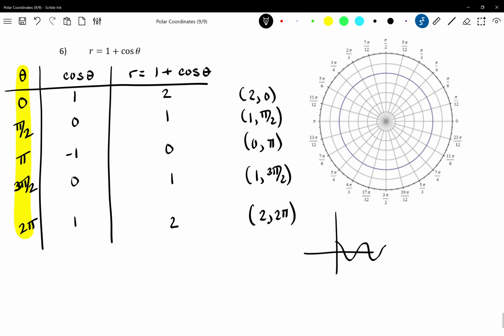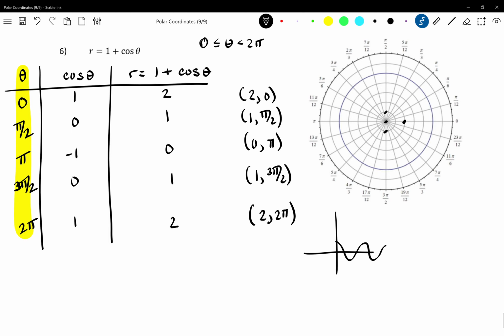And pretty easy to see that from there, if I go beyond one period, it's just going to keep tracing over itself. So we know that one full period of this graph is going to go from 0 to 2 pi. Okay, so (2, 0) would be right here. (1, pi over 2) would be right here. (0, pi) would be here. (1, 3 pi over 2) would be right here. And (2, 2 pi), we're back here.